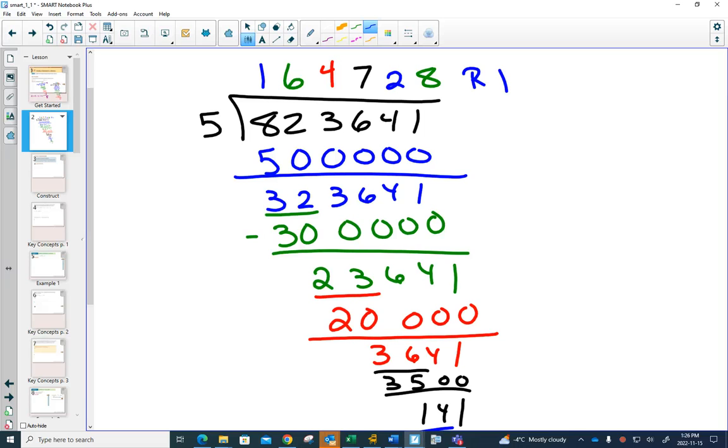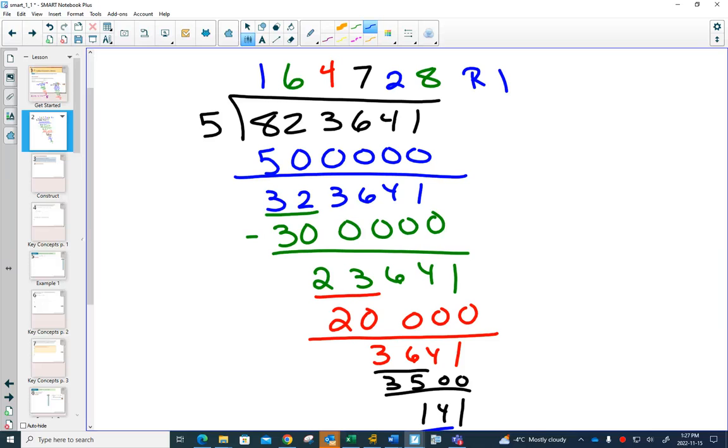And you could keep going. If you wanted, you could put a decimal there. And have decimal 0. And keep going until you hit finish. Or, if you're really good with your fraction, the remainder of 1 still needs to be divided by 5. 1/5 is 0.2. So if you wanted this exactly, it's going to be 164,728.2. And this is how long division works with numbers.